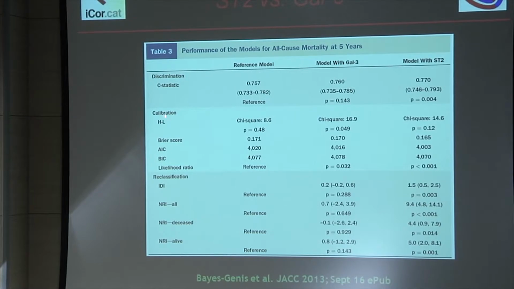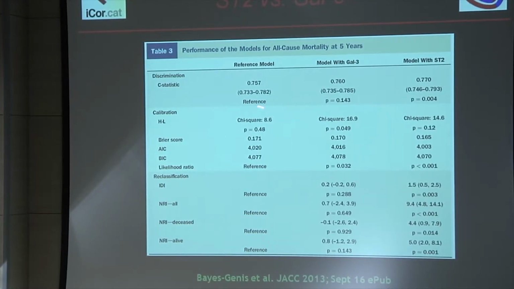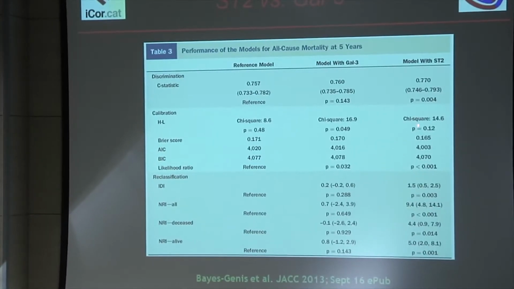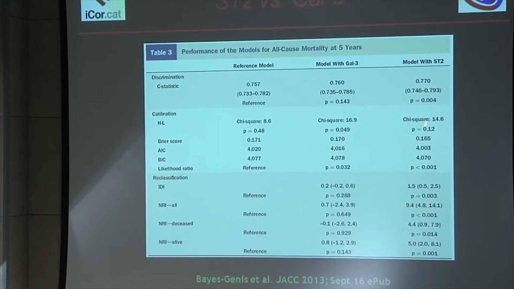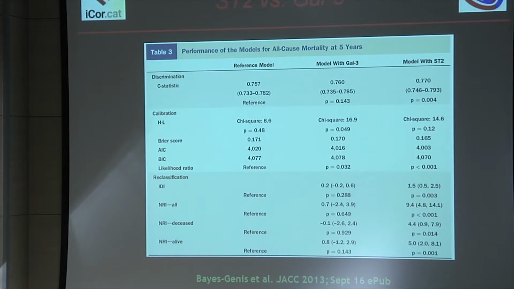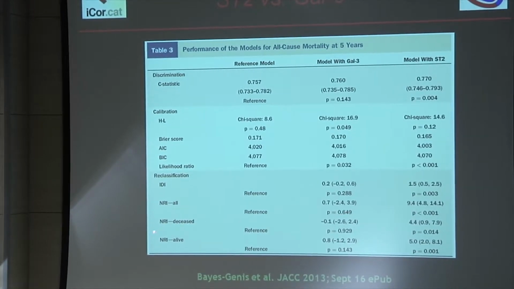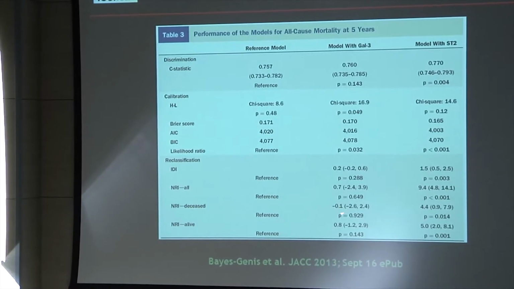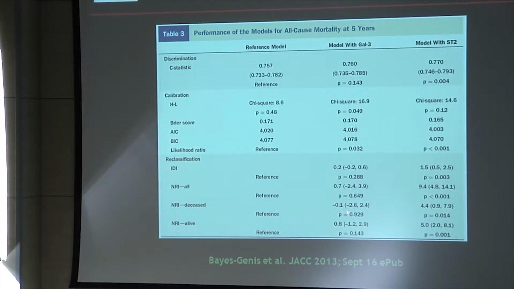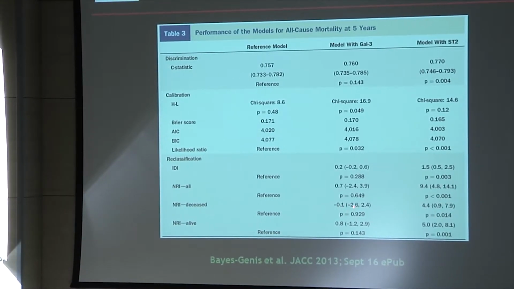stratification. When we look at calibration, this is our background, our reference. If we go to the model with ST2, calibration is better by all standards in this model than in this model. And more importantly, when we look at reclassification, we go to the NRI, which is the net reclassification index. GAL3 reclassifies 0.7% of patients, which is not significant. And some of the patients are reclassified wrong, so they go in the negative direction, minus 0.01.